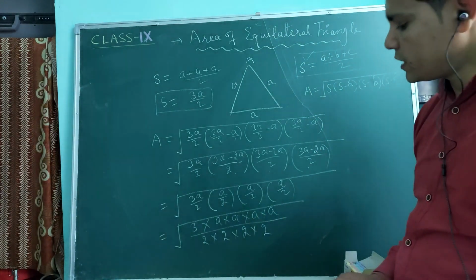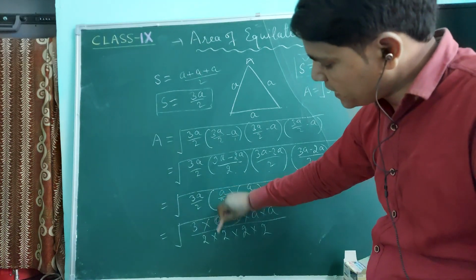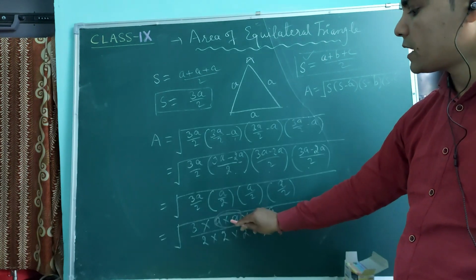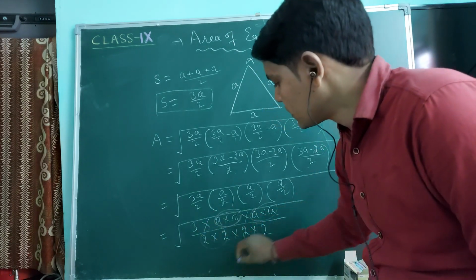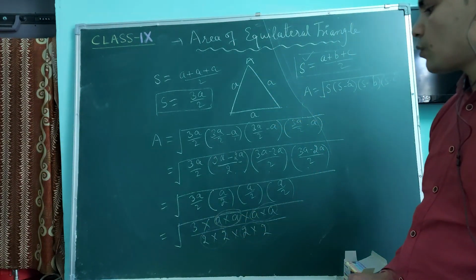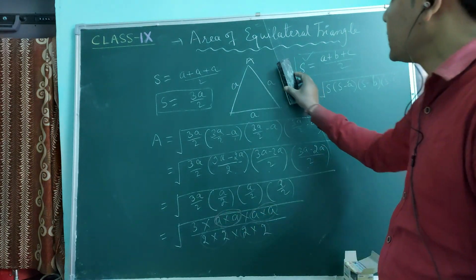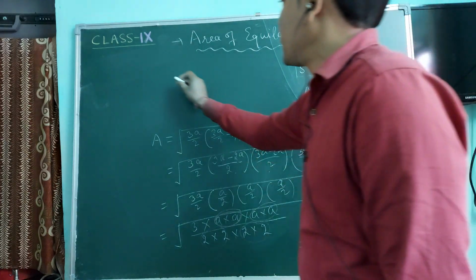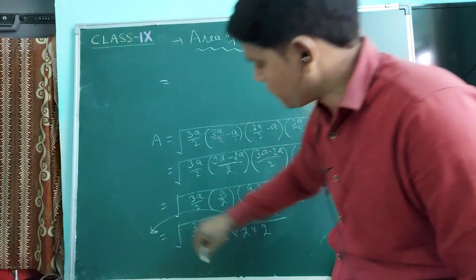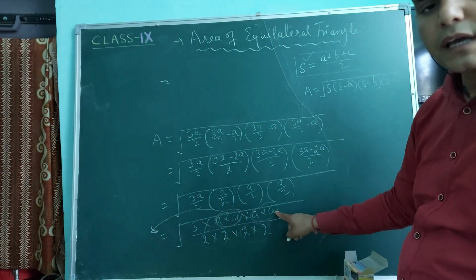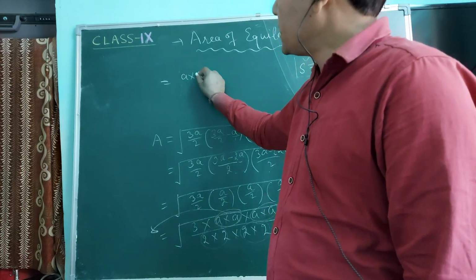Okay, so if you take the square root, you can make the pairs. You can say here one pair of a and one pair of a, and one pair of 2, another pair of 2. So whenever we solve this square root, we can simplify more. We get 1 a from here, and 1 a from here, from the numerators. Okay, you can see a into a.